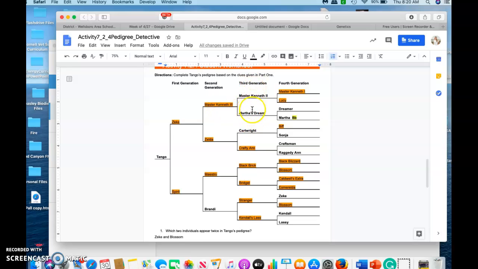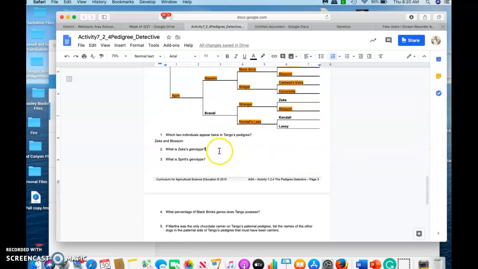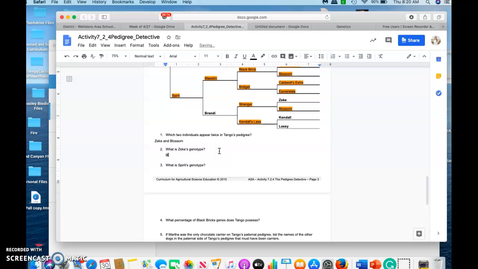That same Punnett square is going to take place between Martha's Dream and Master Kenneth II, because if Master Kenneth II is a homozygous dominant black genotype and Martha's Dream is heterozygous, you get the same Punnett square. The same thing, this time Master Kenneth would be the heterozygous individual. If Zelda is homozygous dominant for black, then that means that Zeke would be a heterozygous individual. So we can assume that Zeke's genotype is uppercase B, lowercase b, heterozygous.